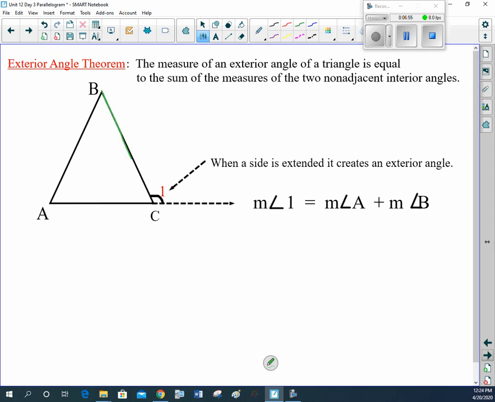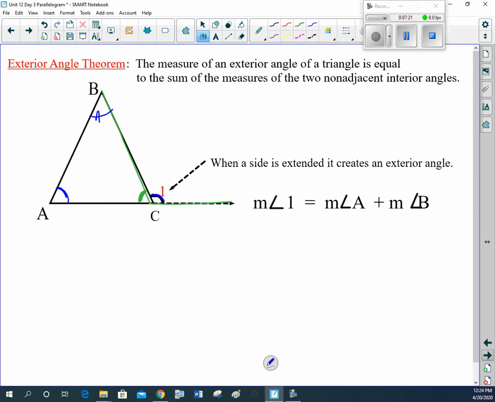But this one right here is angle 1. Its linear pair angle is this angle right here. So what it's saying is the other 2 angles, this angle and this angle, so angle A and angle B, if you sum those 2 together, then it's going to equal the measure of angle 1.